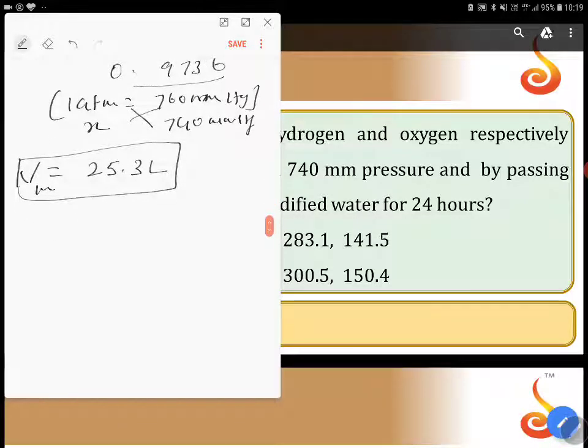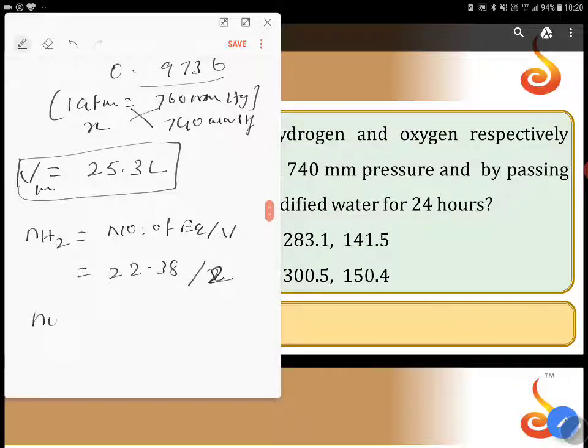Now, number of moles of hydrogen is equal to number of equivalents divided by valency. So number of equivalents is 22.38, that is equal to number of Faraday. Valency of hydrogen is 2. 1 H plus is 1, so 2 H plus will give 2. Number of moles of oxygen is equal to, once again, number of equivalents by valency. In case of oxygen, 1 oxygen is minus 2, 2 oxygen is minus 4. Therefore, it is 5.59.